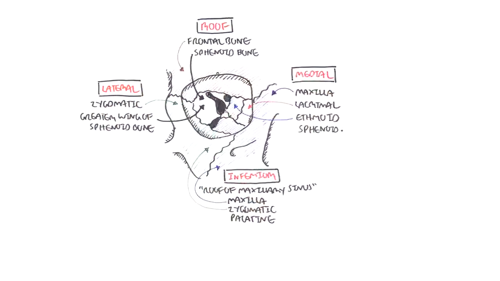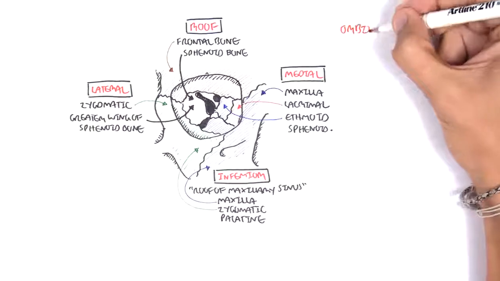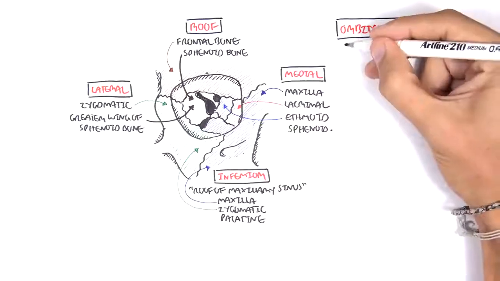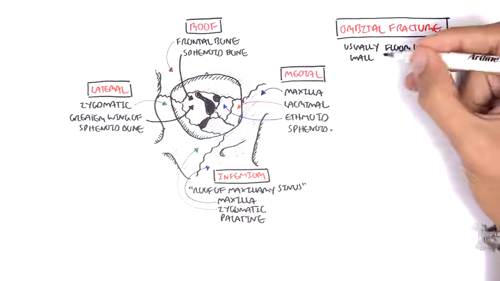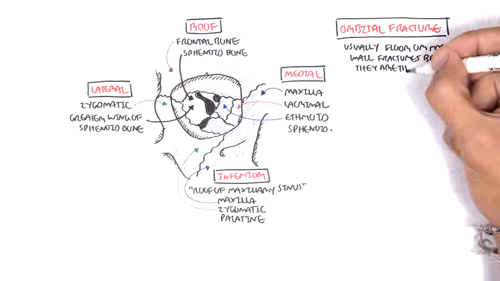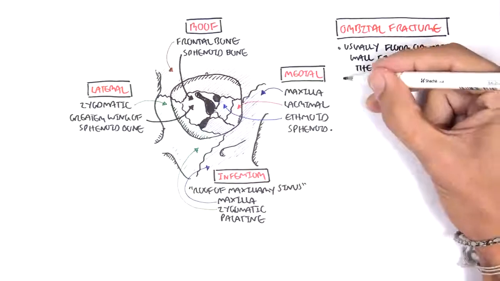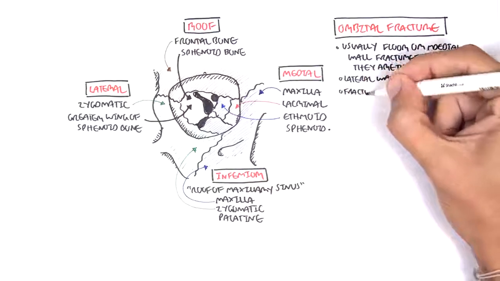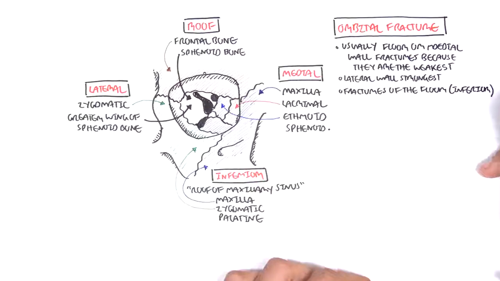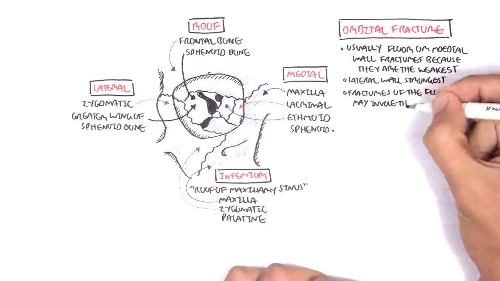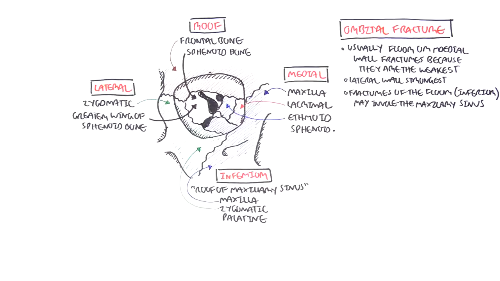Now these boundaries are significant because an orbital fracture can have some serious consequences. For example, orbital fractures usually occur on the floor of the orbit or the medial walls because they are the weakest. The lateral wall is the strongest wall. Fractures of the floor, which is the inferior wall, may involve the maxillary sinus, causing sinusitis. Because remember, the floor of the orbit is also the roof of the maxillary sinus, and the roof of the maxillary sinus is not very strong.